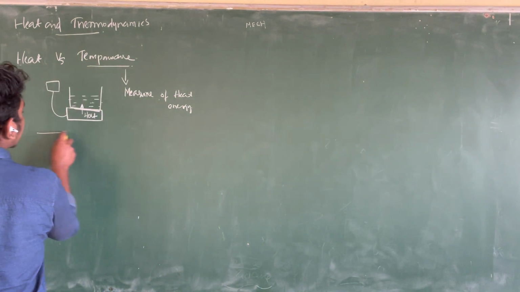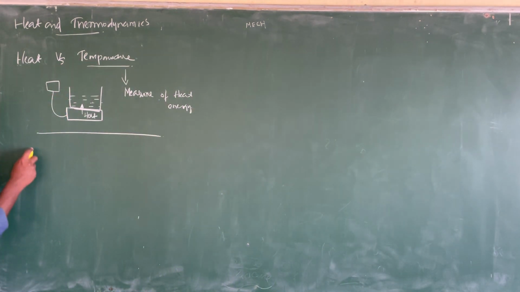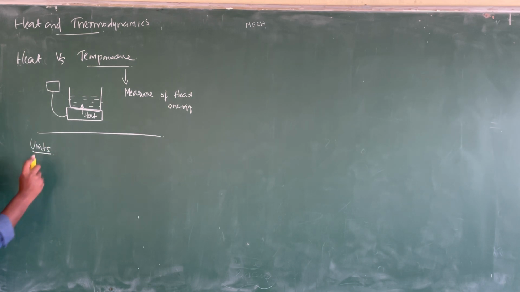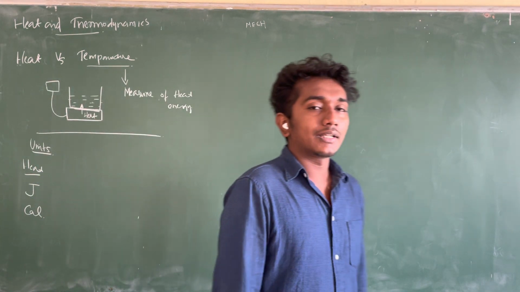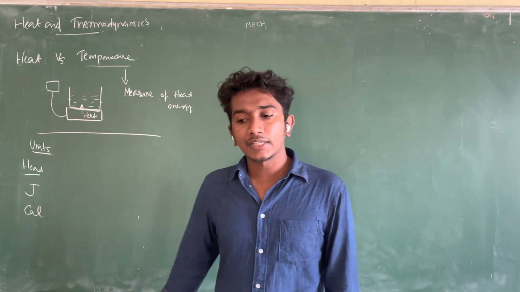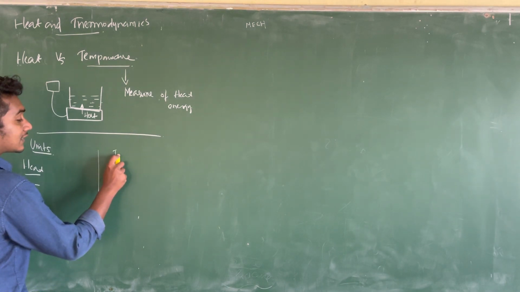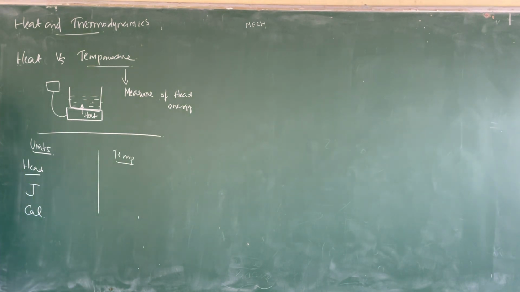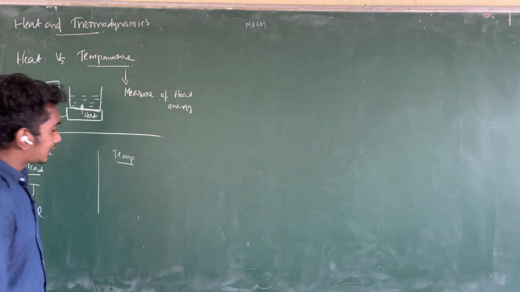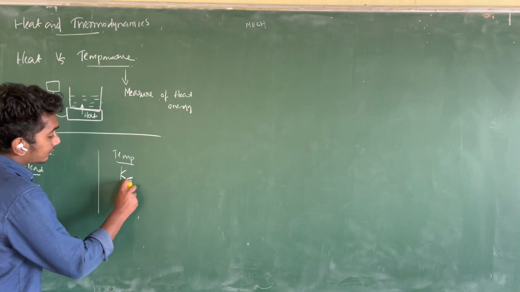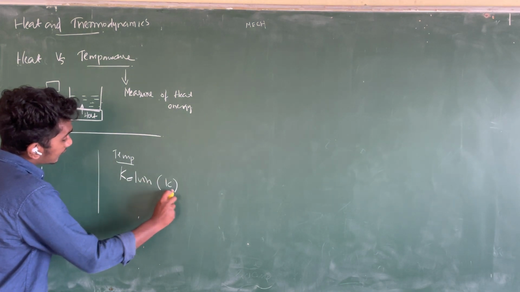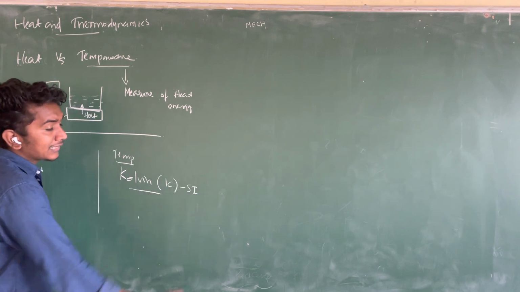And one more thing in the introduction I would like to talk about: what are the units of heat and temperature? What is the unit of heat? The unit of heat is joule. Or we can have calorie. Because heat is nothing but energy, we can use every unit of energy. Right? So what about temperature? What is the unit of temperature? The unit of temperature is Kelvin. This is the SI unit, and there are other units as well.